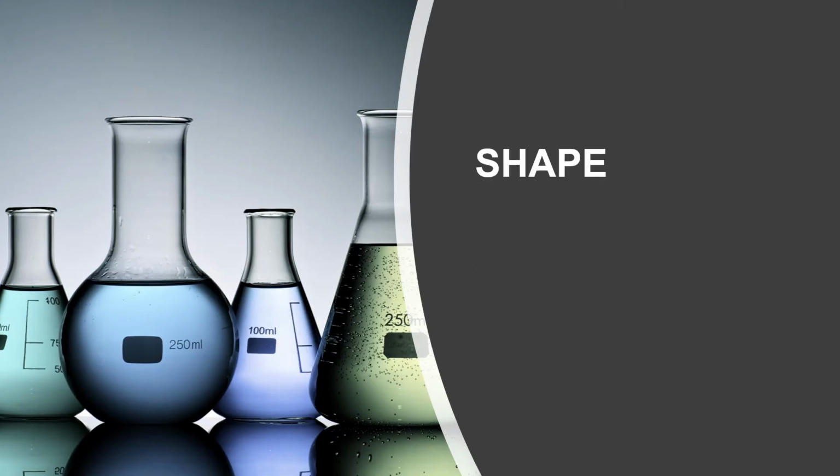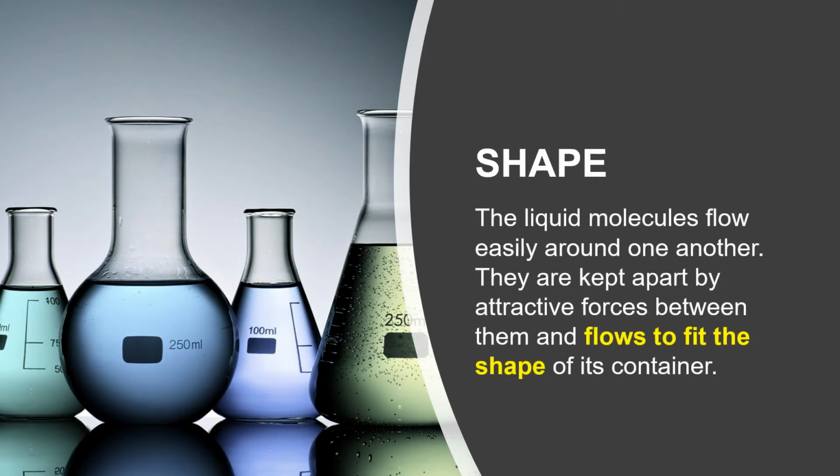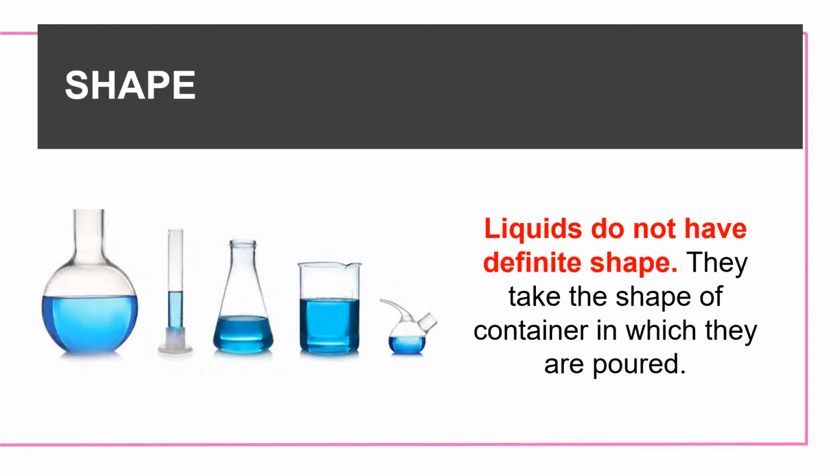The liquid molecules flow easily around one another. They are kept apart by attractive forces between them and flow to fit the shape of the container. Liquids do not have a definite shape. They take the shape of the container in which they are poured.